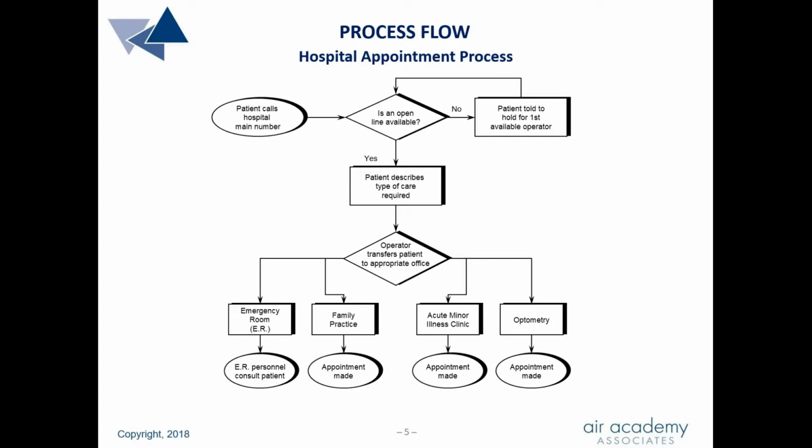When the team validates an existing process flow, a general rule is applicable. About 80% of the defects, mistakes, and time issues that occur in a process will take place at handoffs and at decision points. In this example, is an open line available? Yes, no. What percentage of the time is an open line not available? That can yield good data. Operator transfers patient to appropriate office. What percentage of the time do they get routed to the wrong office? Typically, the team can collect valuable data at decision points.